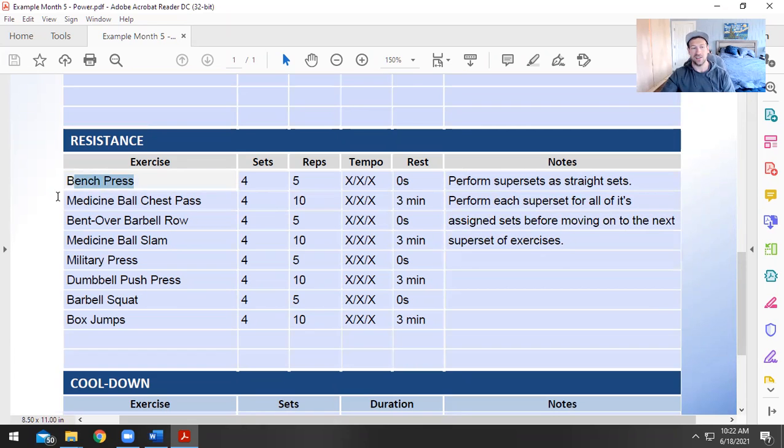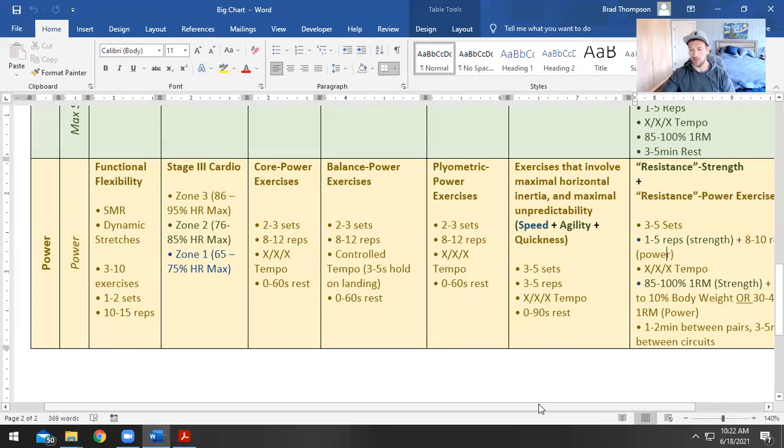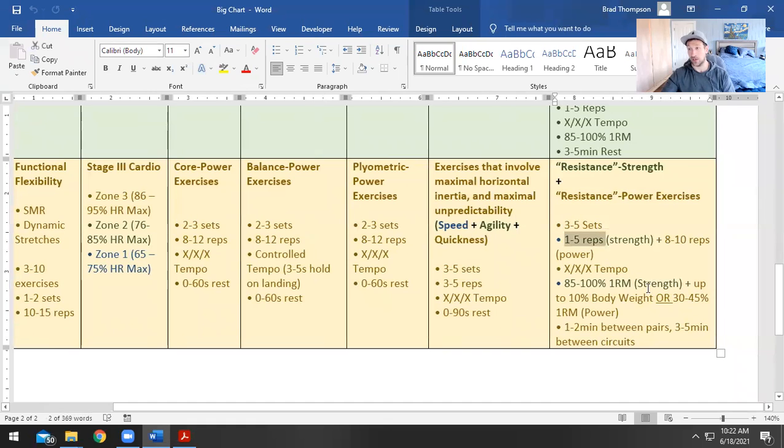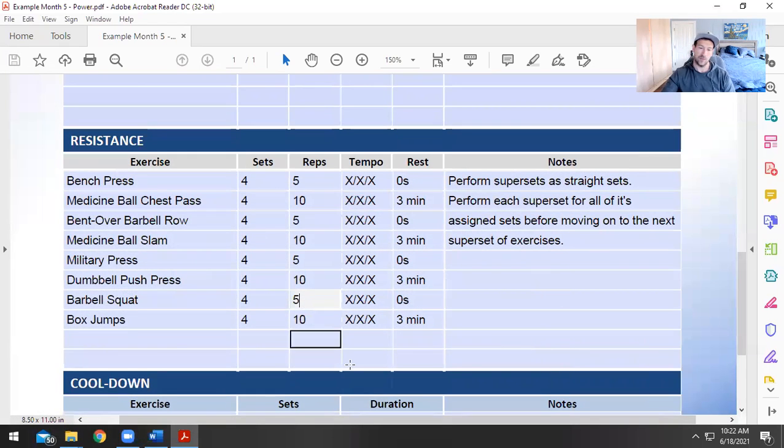So they're going to do the bench press, then the medicine ball chest pass, then they'll rest for 3 minutes, then they'll repeat, rest for 3 minutes, repeat, rest for 3 minutes. They're going to do 4 sets of that, and then they'll move on to the next pair. So we got this pair, this pair, this pair, and this pair. And that is how they're going to work their way through. 4 sets of 5 repetitions for the strength movements, 4 sets of 10 repetitions for the power movements, both at explosive tempos. So it's 1 to 5 reps for your strength, so we chose 5. It's 8 to 10 reps for your power, we chose 10, right?